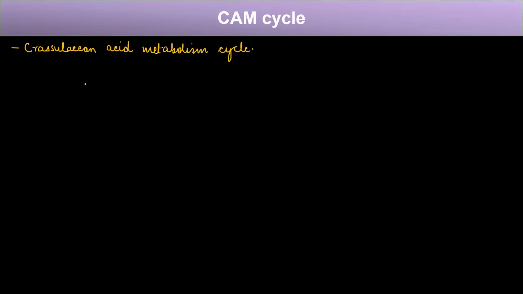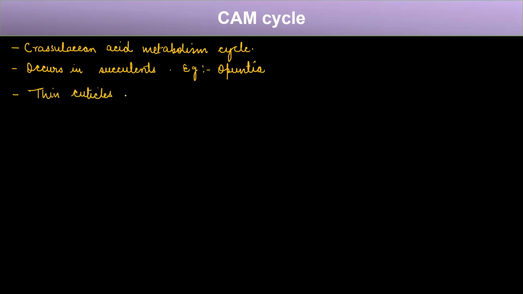Now, where does this cycle take place? This cycle occurs in plants that are succulents. Example, Opuntia. Because these are succulents, we know that they have thin cuticles and sunken stomata.